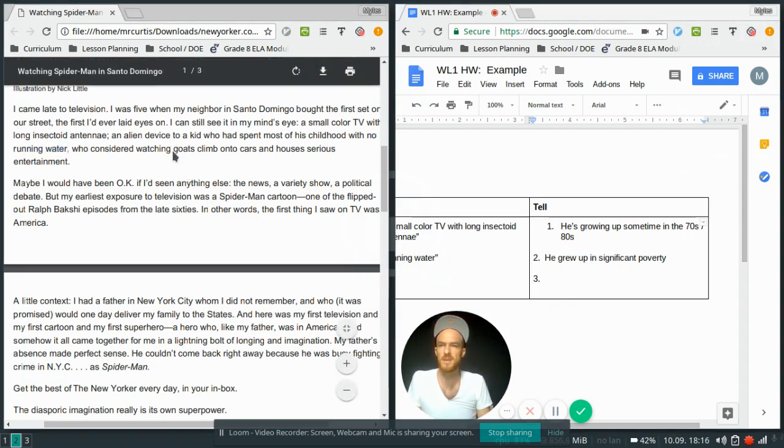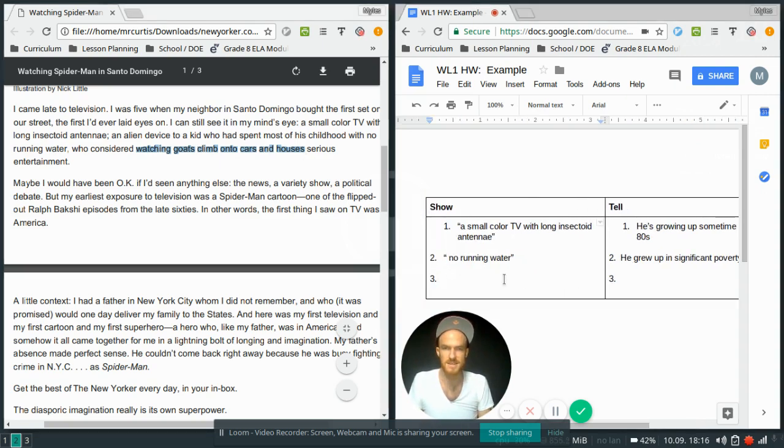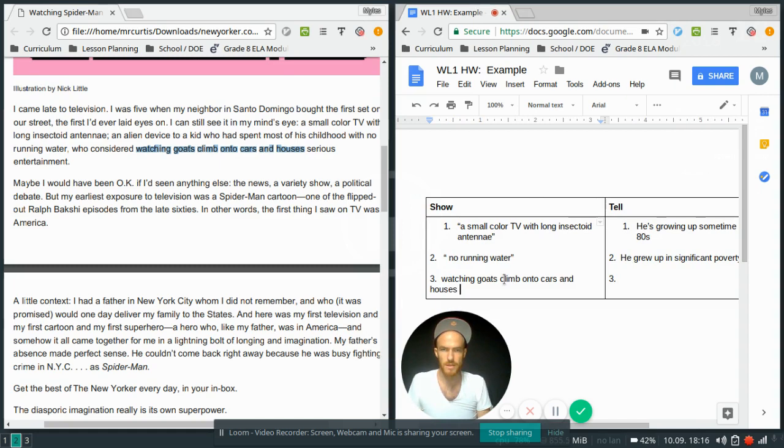Okay, and then what's another detail? The final detail I'm going to find, I'll go with this last one right here, when he talks about watching goats climb onto cars and houses as serious entertainment.